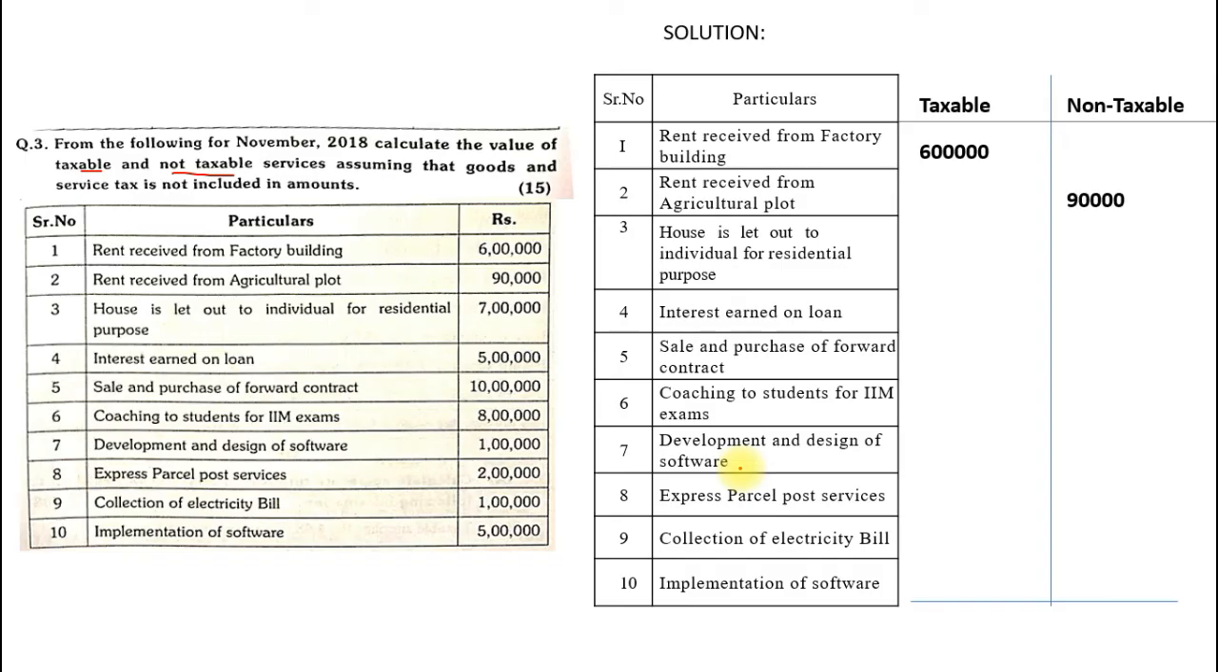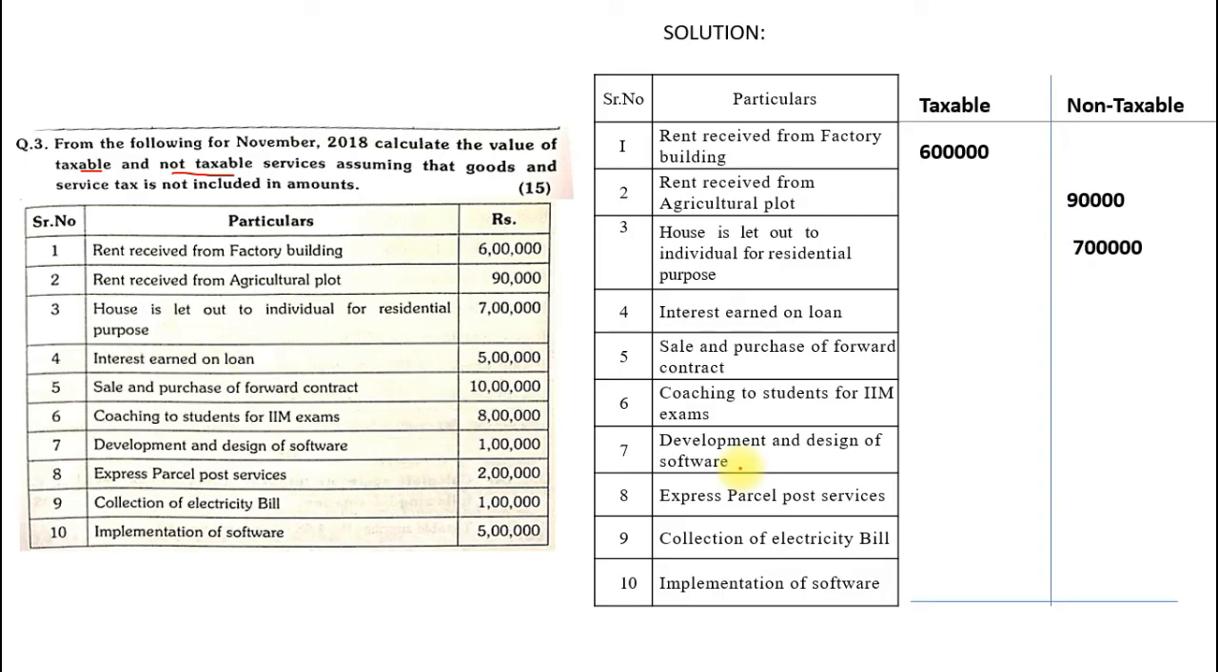A house is let out for residential purpose. Again, if you're staying in a house for residential purpose, on that GST is not applicable. It's not taxable. But if it was for commercial, it would have been taxable. Since it is for residential, non-taxable.